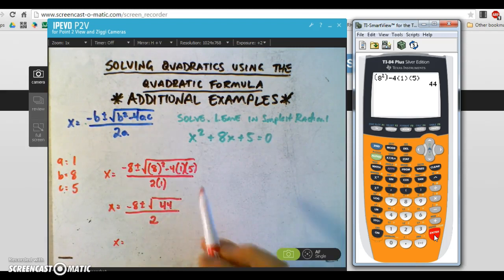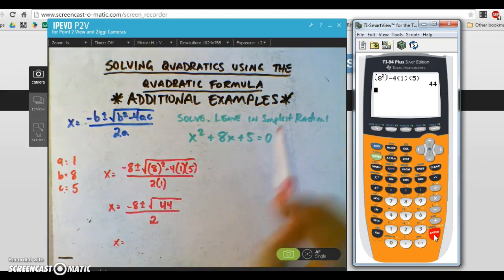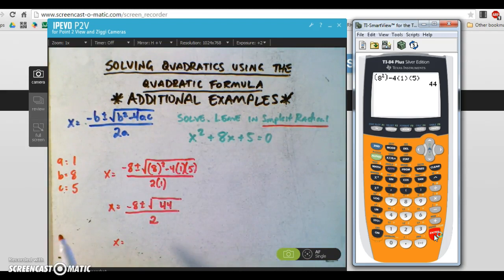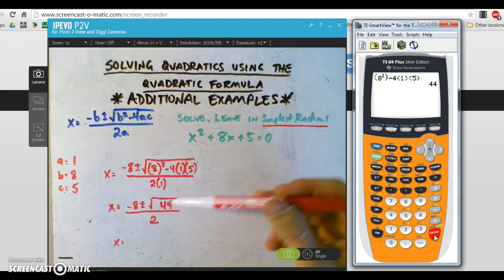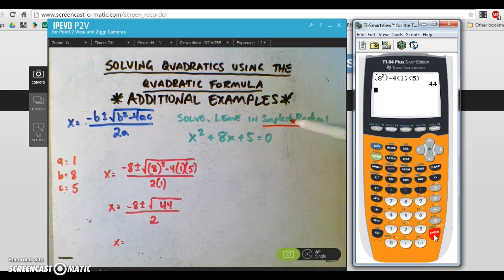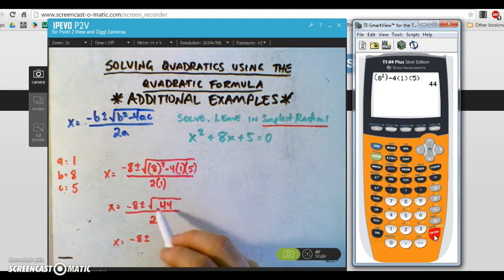So x equals, and the reason why I'm going to simplify my radical here is because the directions say simplest radical form. If the directions didn't say simplest radical form, if they said round to the nearest tenth or the nearest hundredth, then there's no point in simplifying. But since this says simplest radical form, now I'm going to simplify. You should know how to simplify, but it turns out that this is going to be 4 times 11. 4 is my perfect square, so that's going to be 2 radical 11. You should know how to simplify. I'm not going to go through those steps. You already know how to do that. And this is all over 2.